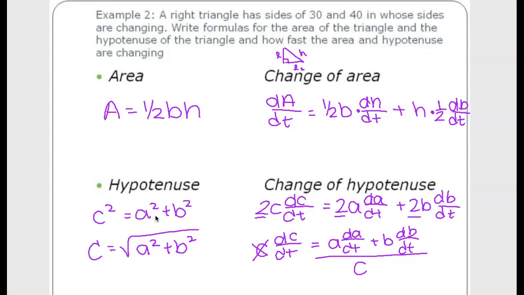You can do it with c squared equals a squared plus b squared. When you do it this way, what's nice is all of these 2's cancel. So it becomes c dc/dt equals a da/dt plus b db/dt. What's nice about doing it with the squares is all the 2's cancel for the hypotenuse this way. Once again, the other way you have to divide by your c to isolate. We don't really isolate as much in related rates as we have in past algebraic problems.